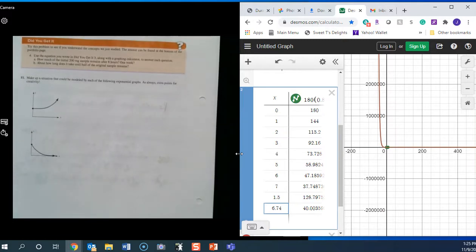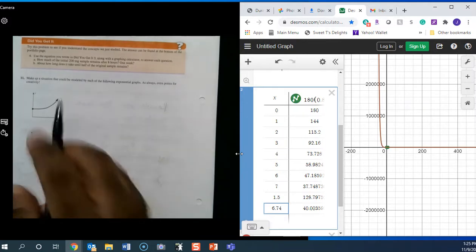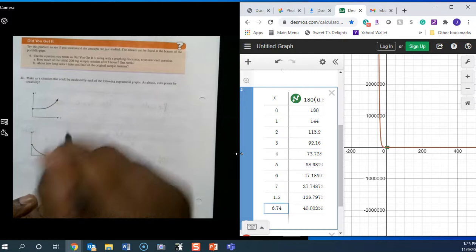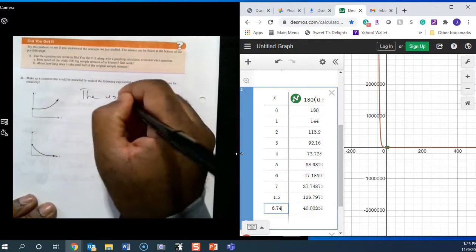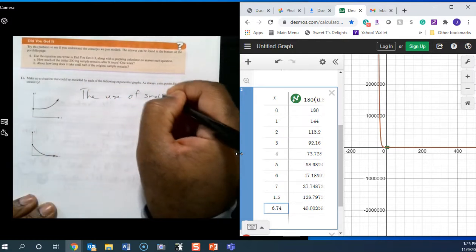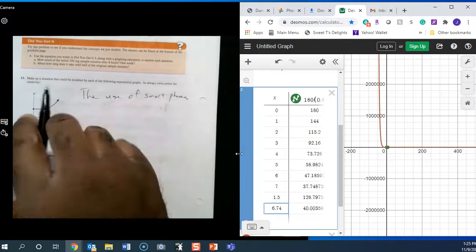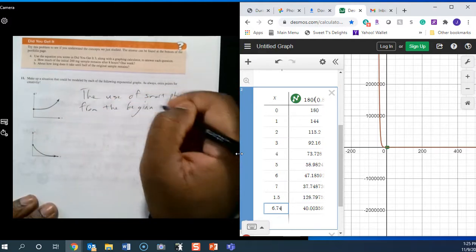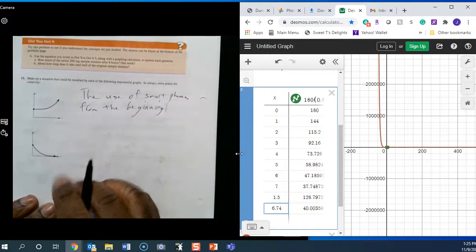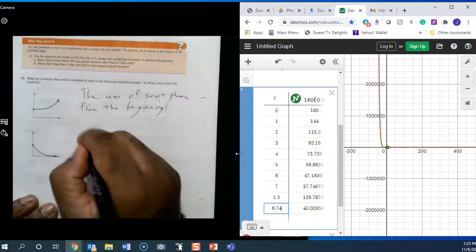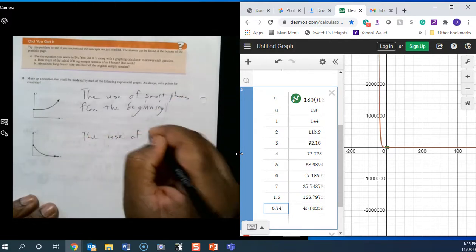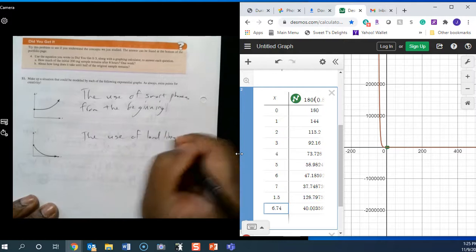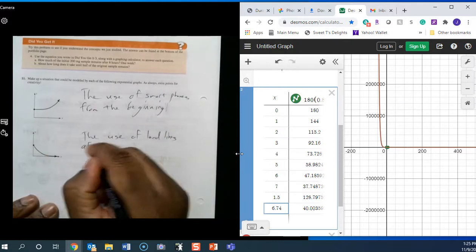All right, so let's go down here to number 11. It says make up a situation that could be modeled by each of the following exponential graphs. As always, extra points for creativity. Okay, here if you notice, this is exponential growth. So we could put that as the use of smartphones from the beginning. And then here, exponential decay, the use of landlines after cell phones.